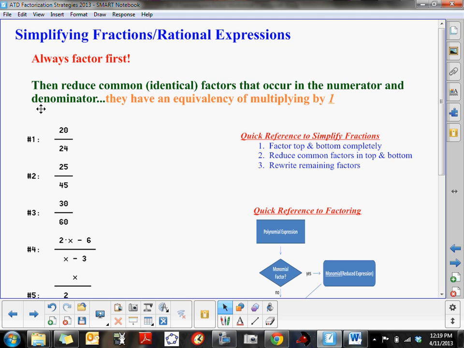Once you have them factored, then you're going to reduce common or identical factors that occur in both the numerator and denominator. That is basically an equivalency of 1. So if you have two numbers over each other that are identical, you're really multiplying by 1, and I can highlight that a little bit as we go through some examples.